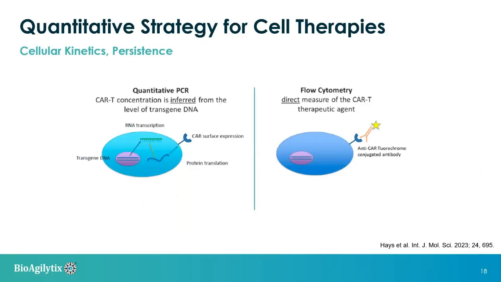measure cellular kinetics. One method is by quantitative PCR, shown here on the left, where the transgene DNA is quantified in the cell, and this is the inferred concentration measurement of the CAR-T. Alternatively, the CAR-T can be measured by flow cytometry, where an anti-CAR fluorescent labeled antibody is used to stain the CAR-T cells. And this is a direct measure of the CAR-T expression in circulation. Both methods can be used to understand the pharmacokinetics or cellular kinetics of CAR-T or cell therapies.